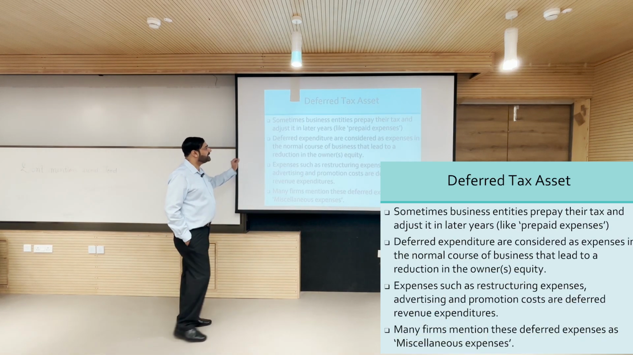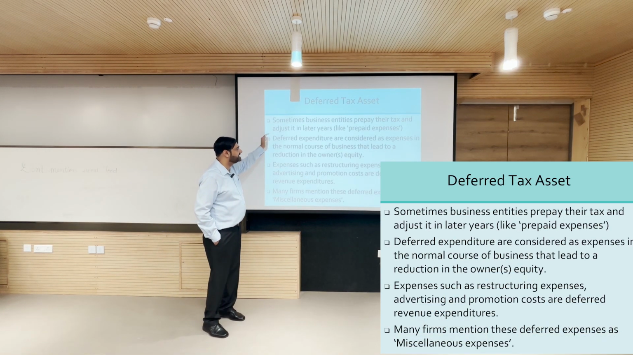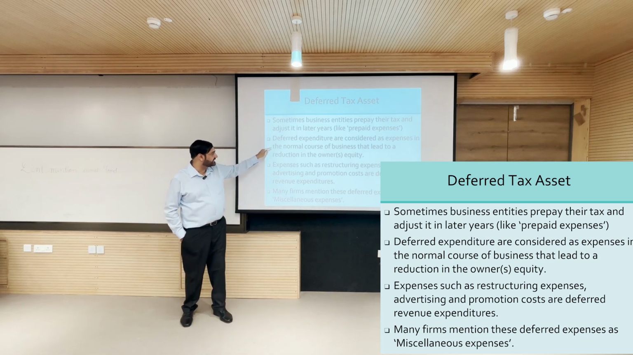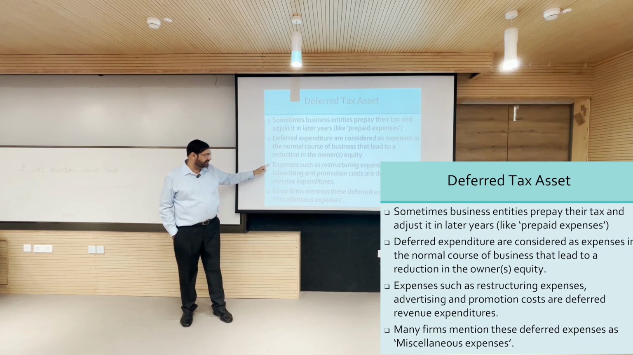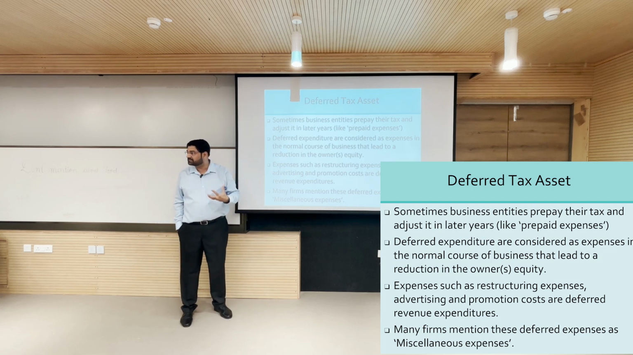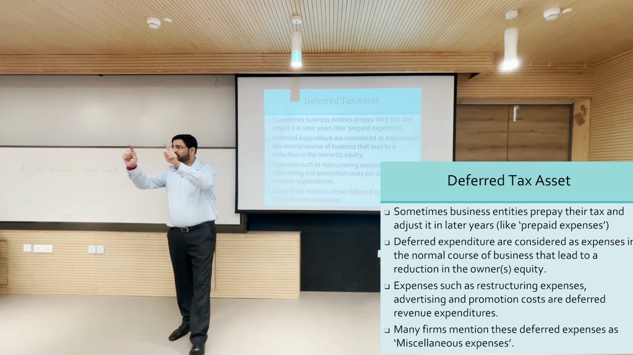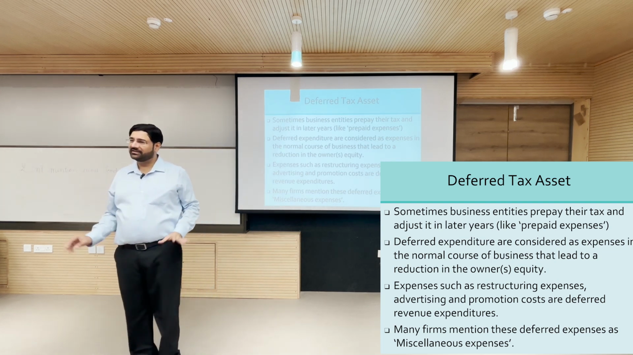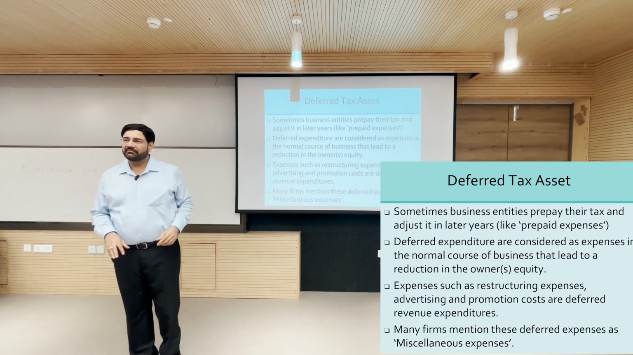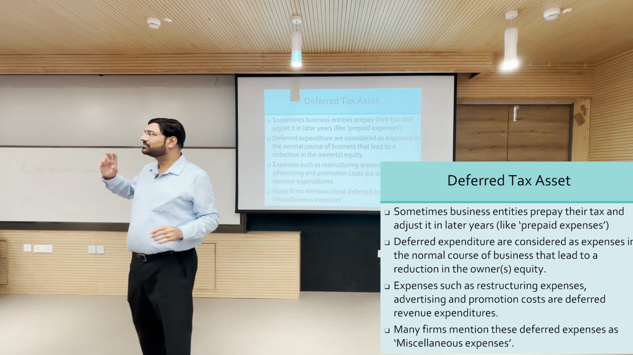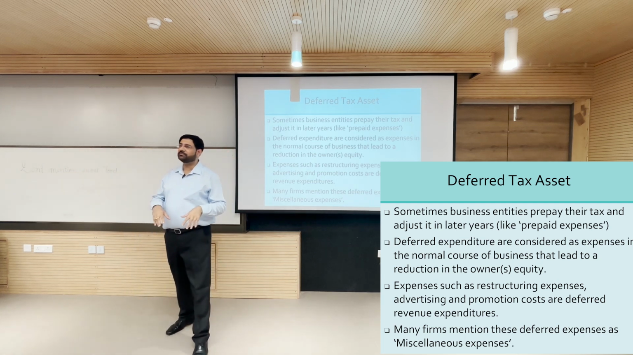This is important. Sometimes business entities prepare their tax and adjust it in later years like prepaid expenses. Then deferred expenditure are considered expenses in the normal course of business that lead to a reduction in the owner's equity. Look at this, expenses such as restructuring expenses, advertisement like intense advertisement expenses, intense promotion costs are deferred. Normally, you put up a poster, it cost you 500 rupees, you just put it in the expense for that year. But when you run an intense TV ad, chain of TV advertisements, cost you 50 crores. For a small business, for Mr.